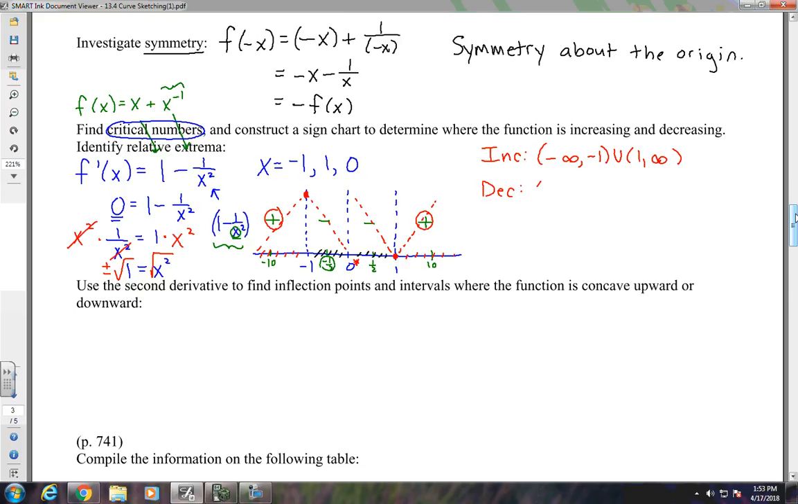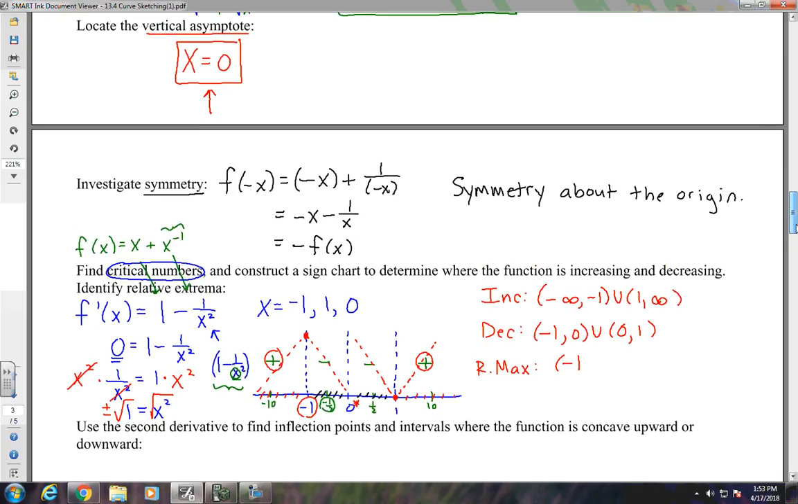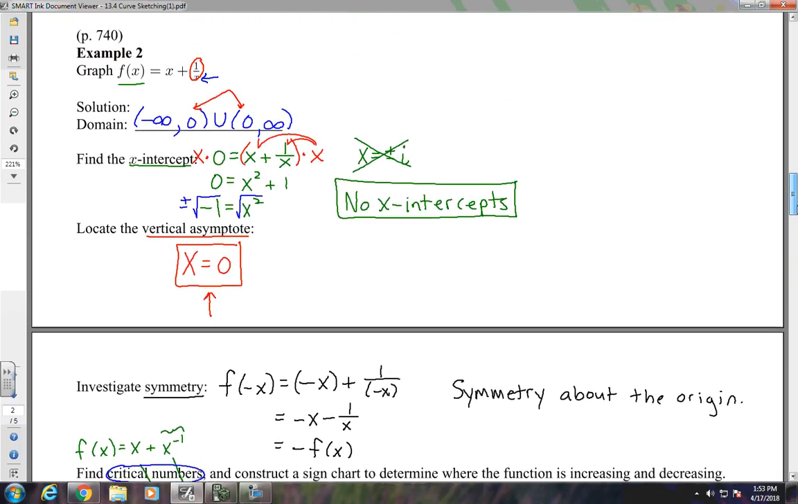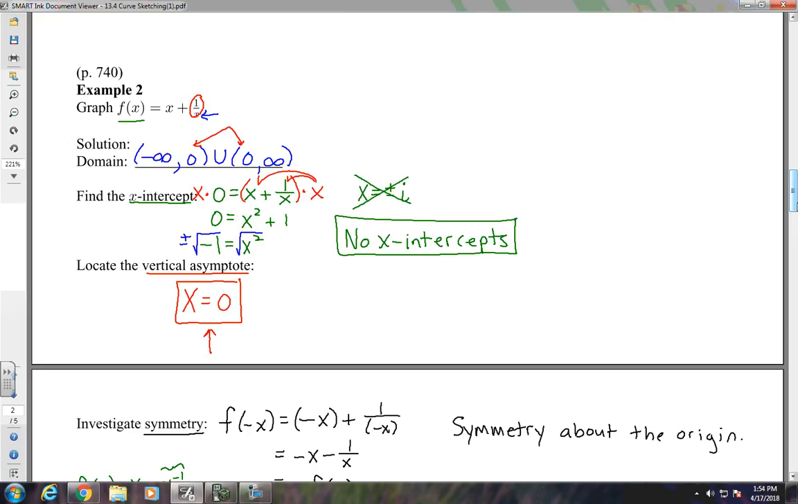So reading those critical values left to right, negative 1 to 0 and 0 to 1. Now you might think, why don't I just call that negative 1 to 1? Remember, we have to leave out x equals 0 because there's a vertical asymptote there. Okay? We have a relative maximum occurring when x is equal to negative 1. Well, when x is equal to negative 1, we need the corresponding y value, so I can plot it on my graph. Now be careful, to get the corresponding y value, we've got to go all the way back to the original function, and I'm going to calculate f of negative 1.